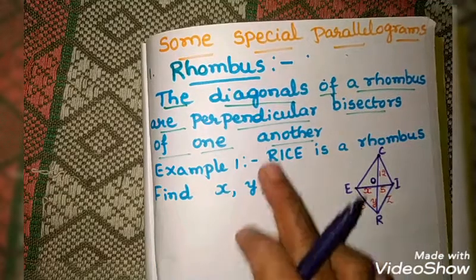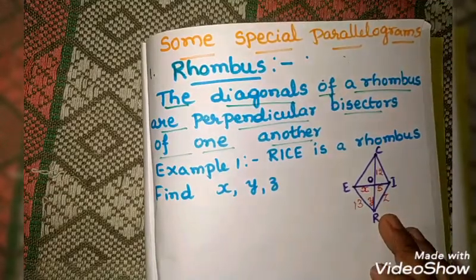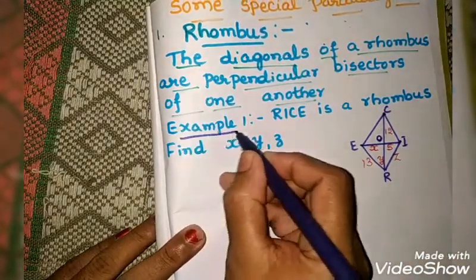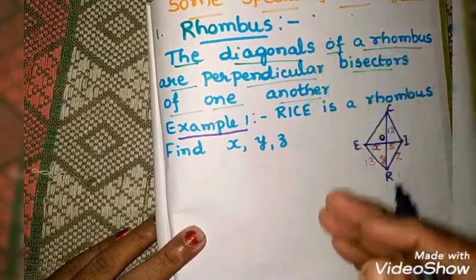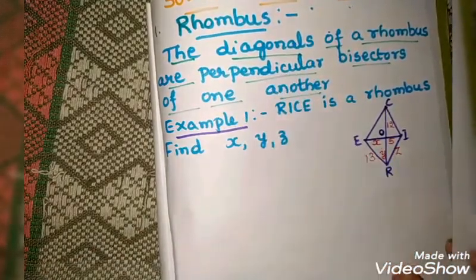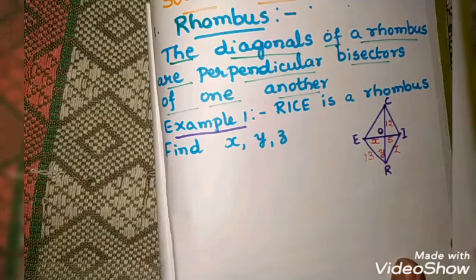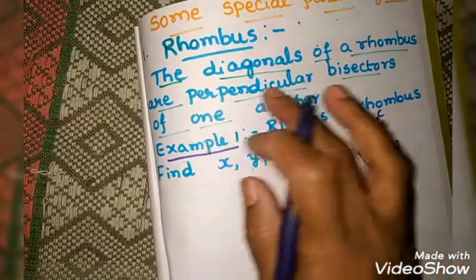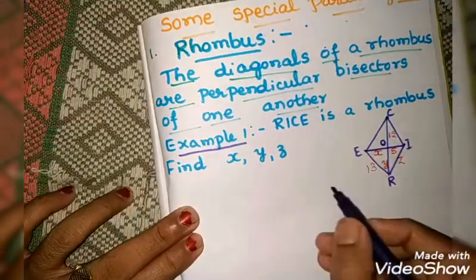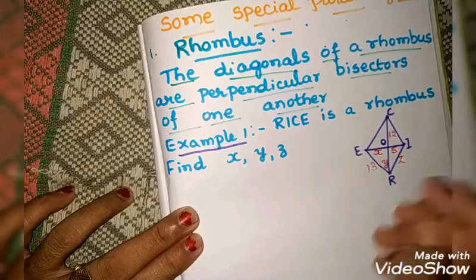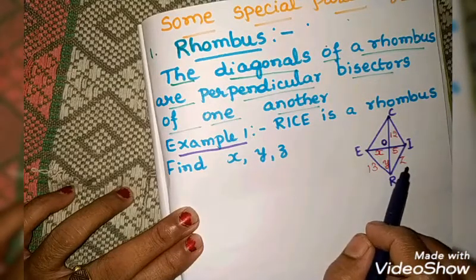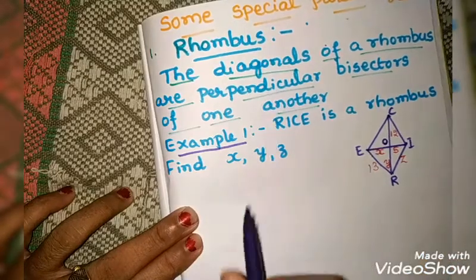So let us take up, using this property, how we can solve this sum. Let us see. RICE is a rhombus. Here given RICE is a rhombus. Let us take up this example under the heading, the property of a rhombus. All the properties of a parallelogram it has already, children, but this is the special property of a rhombus. Now RICE is a rhombus. Find X, Y and Z. Here you can observe this is X, Y and Z. We have to find these using this property.